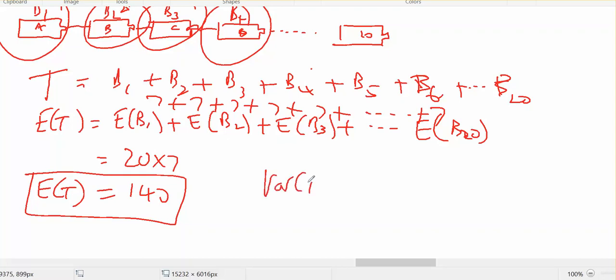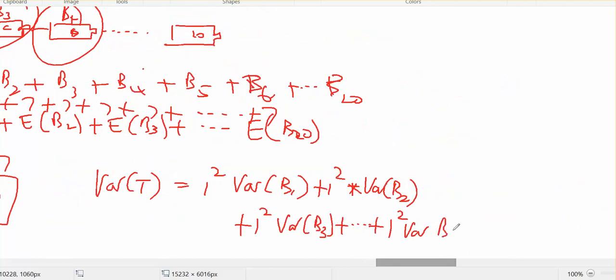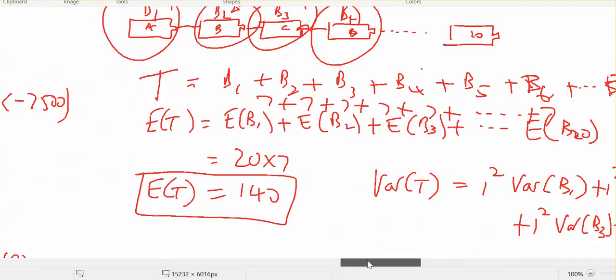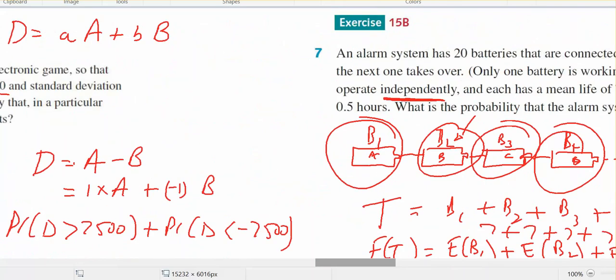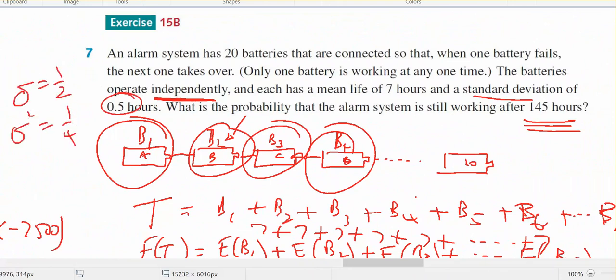And the variance of T will be 1 squared times the variance of battery 1 plus 1 squared times the variance of battery 2 plus 1 squared times the variance of battery 3 plus all the way up to 1 squared times the variance of battery 20. And the variances of each of the batteries are, what do we have? Standard deviation of 1/2. Therefore, the variance is 1/4.